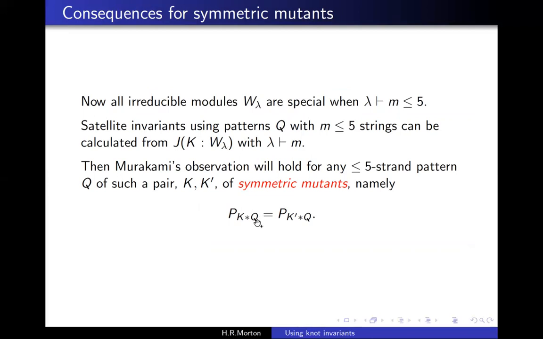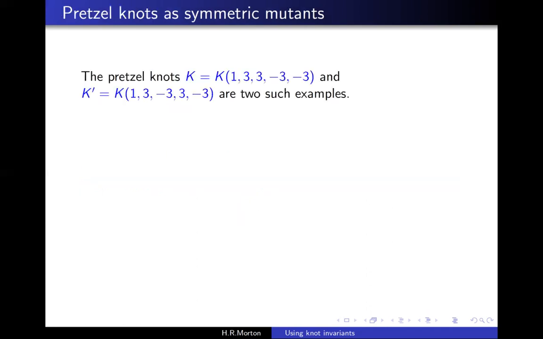So as long as K and K prime are built out of 2 tangles with the symmetry property, then K and K prime will have the same invariant. Pretzel knots turn out to be a very fruitful source of examples of this sort.